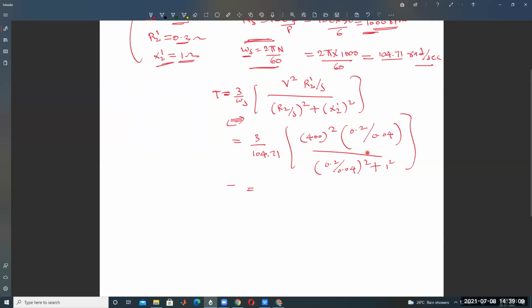What is the torque equation? Using a calculator, find this. You take per phase. Per phase, V phase is equal to VL by root 3, no? A 3-phase 400 volts. Per phase value, V phase is equal to here. Okay, good. Tell me what is the answer here?